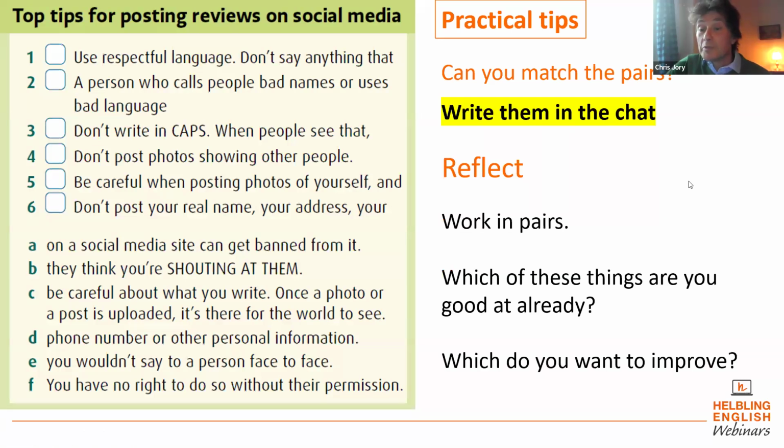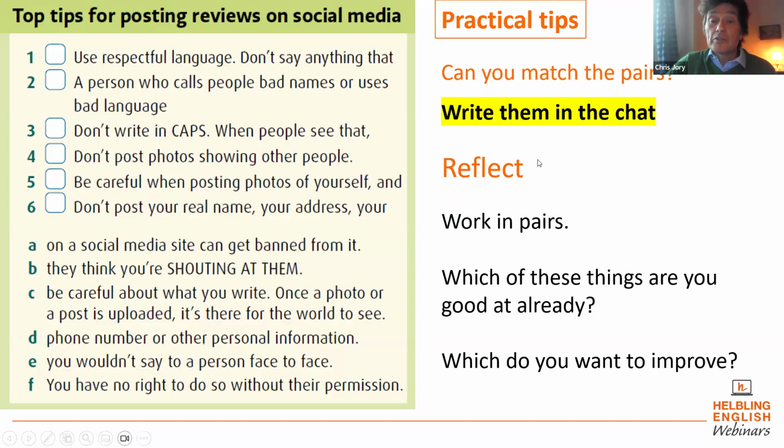Then it's important to give them an opportunity to reflect on these. So they could work in pairs and think about these various tips, like, don't write in capital letters, because when people see that, they think you're shouting at them. Which of these things are you good at already? Do you remember not to do that? Which of these do you want to improve? Make a mental note of the ones that you want to keep working on so that you get better. So that's an opportunity for students to think about what they can currently do, and what they want to get better at.